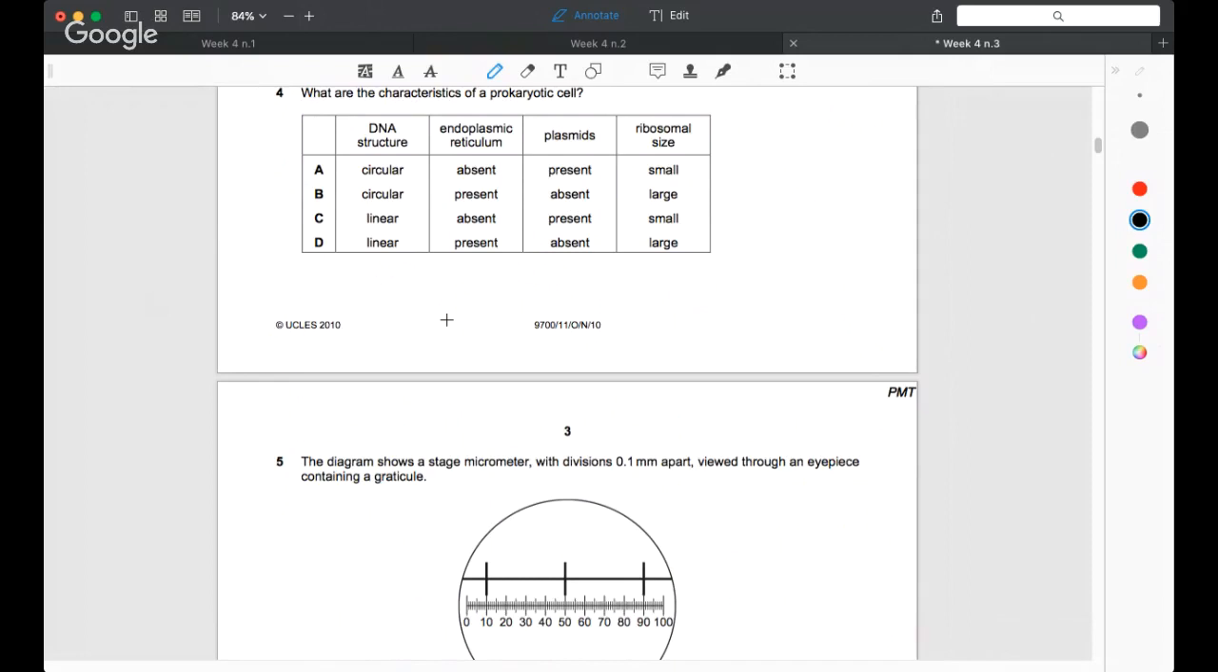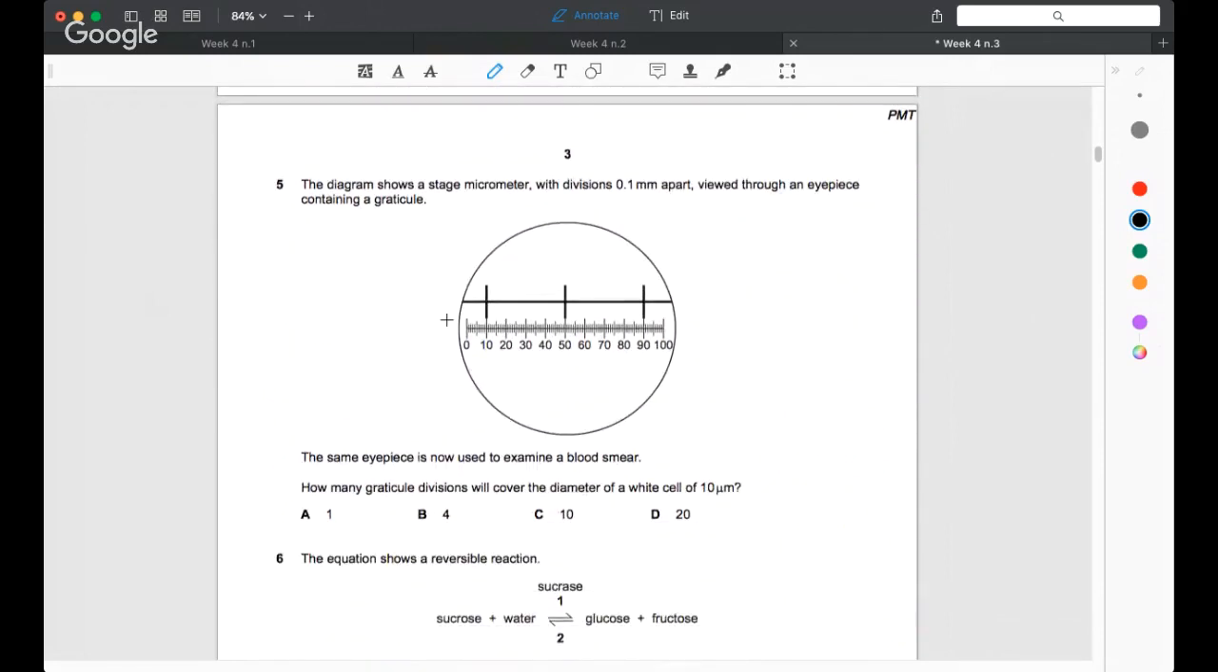A. Good. So I know that 40 IPC units or graticule divisions equals 0.1 millimeters. Okay. And 0.1 millimeters is equal to 100 micrometers. Good. So 40 divided by 10 is 4. Good. Correct.